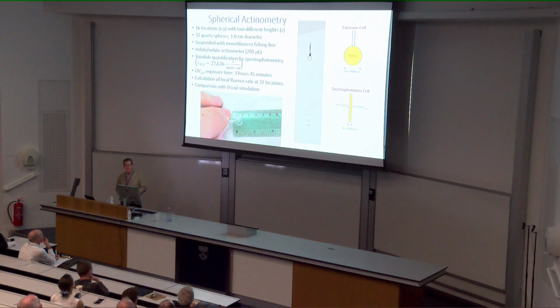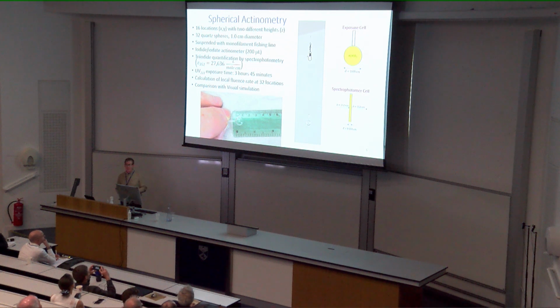The actinometry involved iodide and iodate, so basically it's a 200 microliter injection into each of these little spheres. We exposed them in this experiment for 3 hours and 45 minutes because we found that that was enough time to get measurable absorbance of the triiodide that's produced in this experiment across all 32 locations.